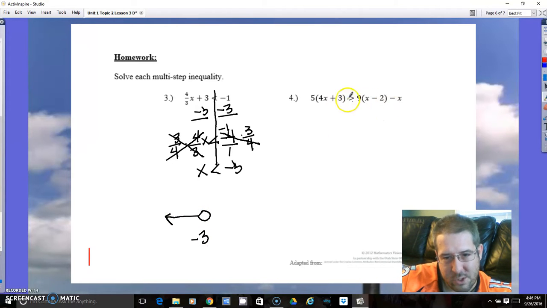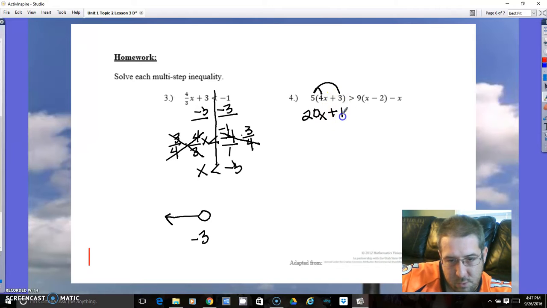All right, last question. Just like the one I talked about in the lesson itself. So we've got distributive property, so that's going to give us 20x plus 5 times 3 makes 15. So really, you're using a lot of things you've been doing over the course of this year so far, just putting it all together. I know it's going to take lots of steps, but it really isn't all that difficult. 9 times x is 9x. 9 times negative 2 is negative 18. Bring the minus x down because there's nothing to do with it.